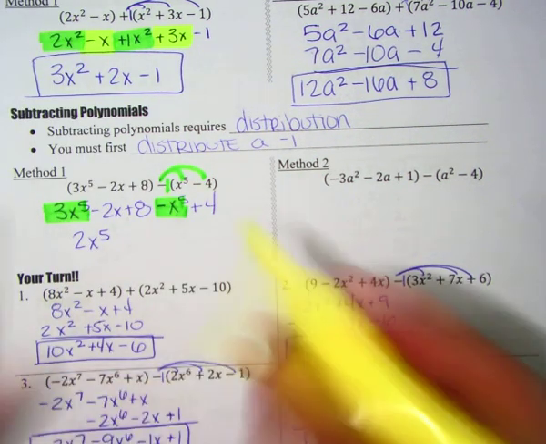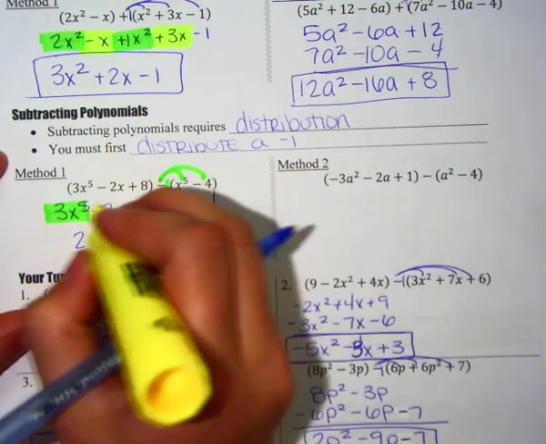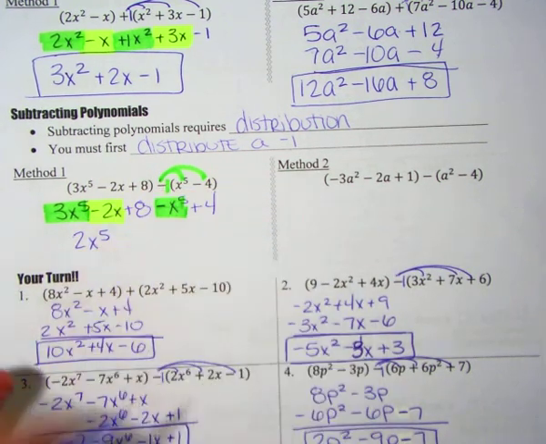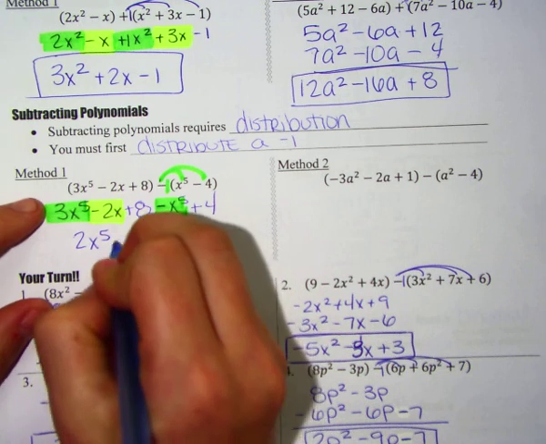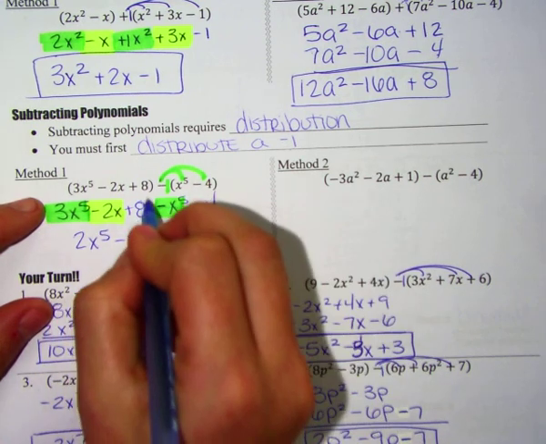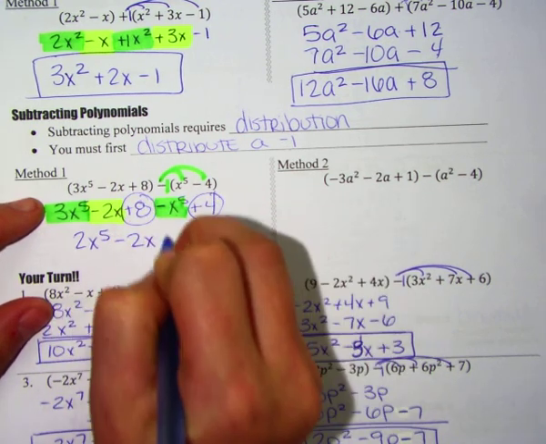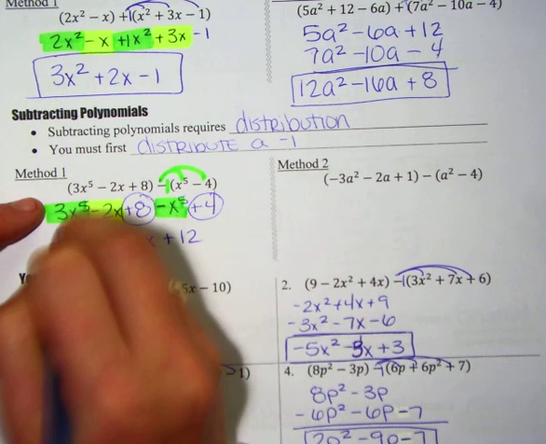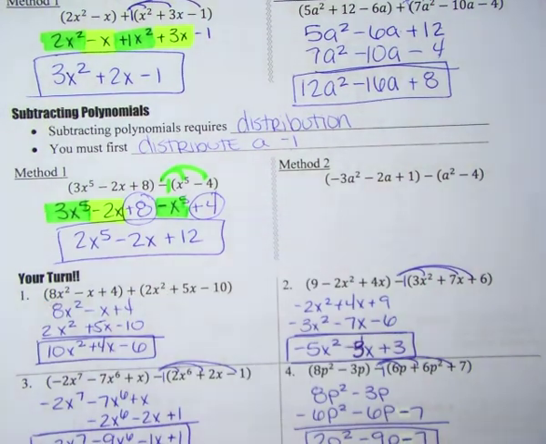I'll move on to my x terms because that's the next highest power. That's the only one, so I'll just write it down. Then 8 plus 4 is 12.